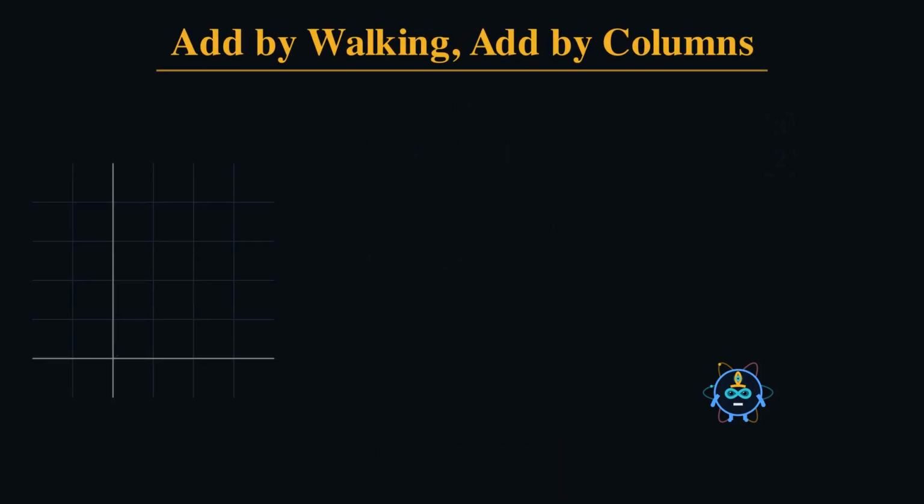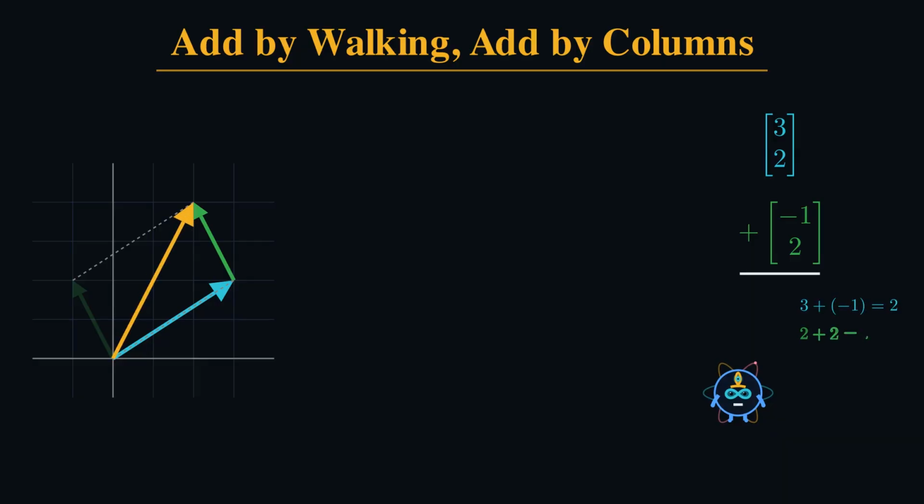Add two vectors. Here is the first, 3 across, 2 up. Here is the second, 1 to the left, 2 up, also from the origin. To add them, slide the green arrow, keeping it parallel, until its tail sits on the cyan tip. It is the same arrow, just moved over. The sum runs from the start straight to the finish.